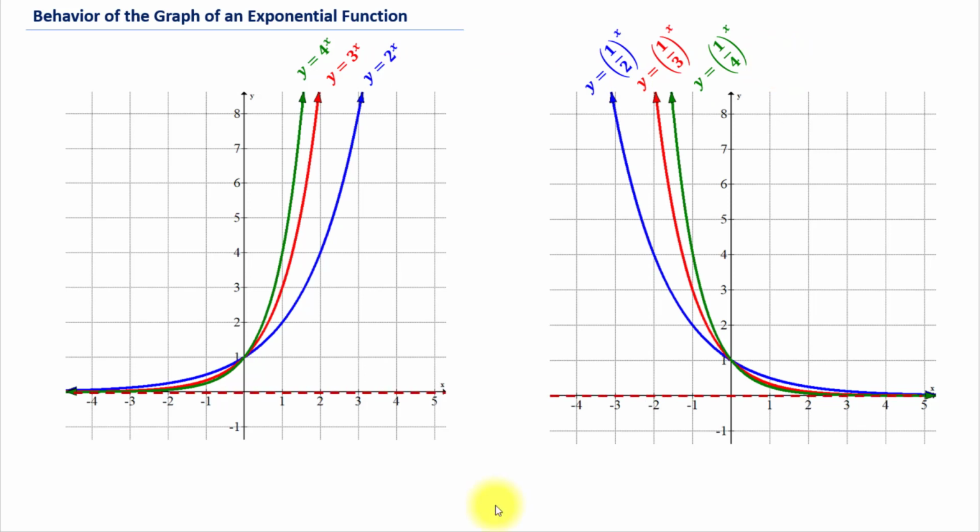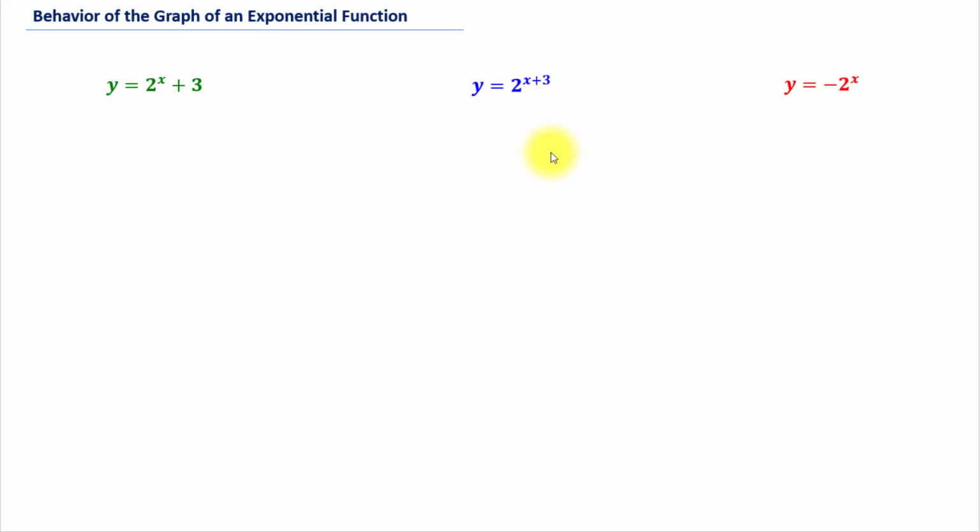For all these graphs, the x-axis is the horizontal asymptote, which means that the range will be from 0 to infinity for all of them. But what's different about those graphs is their steepness. Notice that when we have bases that are greater than 1, the greater the base, the closer the graph is to the y-axis, so it's steeper. When bases are between 0 and 1, the smaller the base, or closer to 0 it is, the steeper the graph.